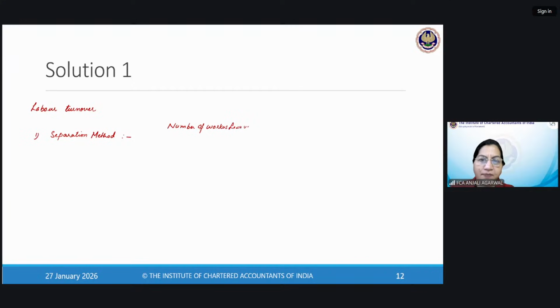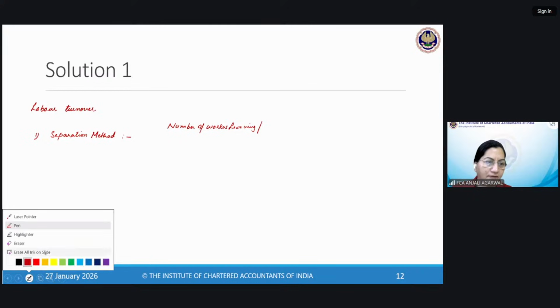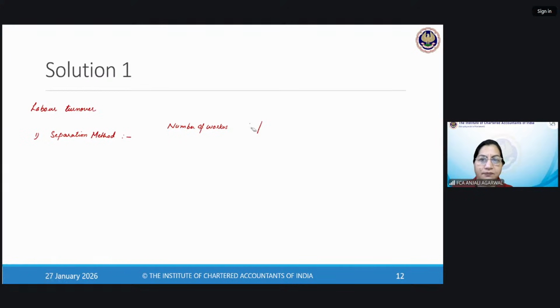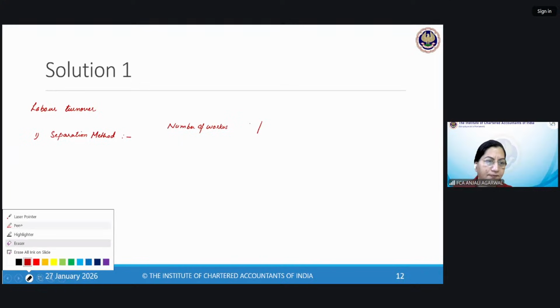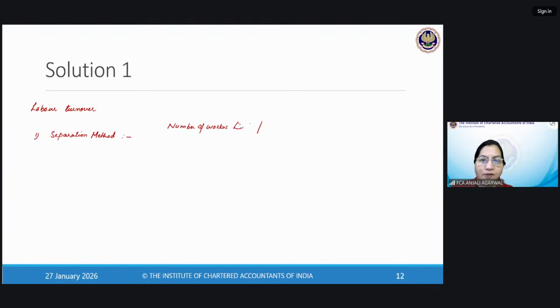leaving or separated, left or separated, number of workers who have left the organization or who have been separated from the organization during a period, divided by average number of workers during that period, into 100. So this period is important.